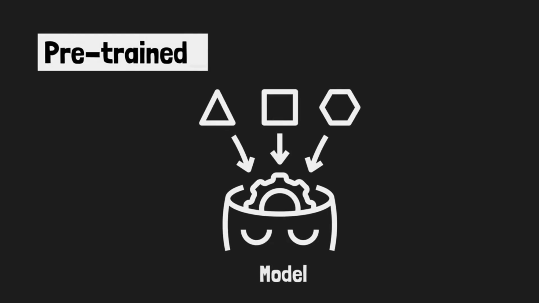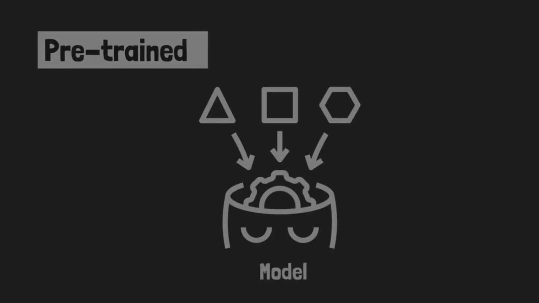Let's go to the P now, pre-trained. A pre-trained model is a machine learning model that has been trained on a large dataset and which can be fine-tuned to a new task or dataset. This is useful for us since we don't need to train a model from scratch. We can use an existing model and fine-tune it to match our own needs.